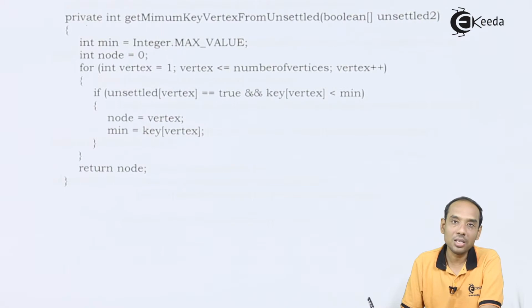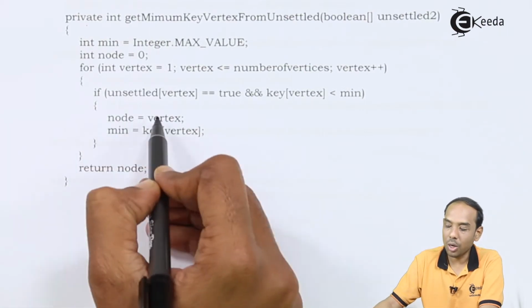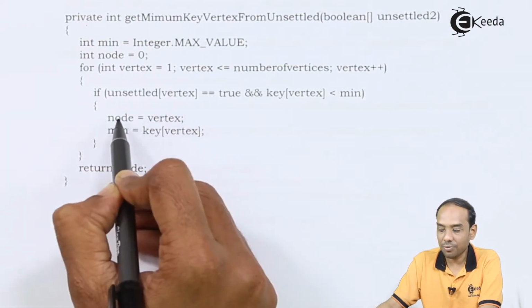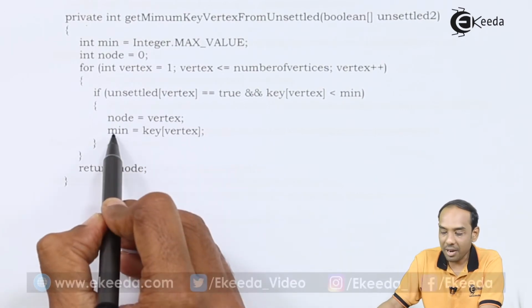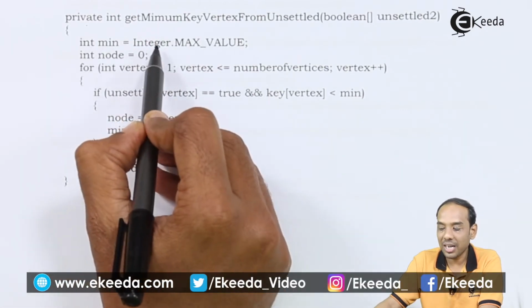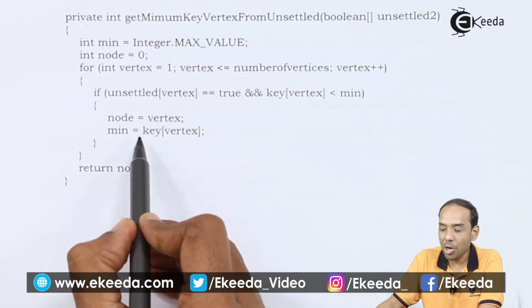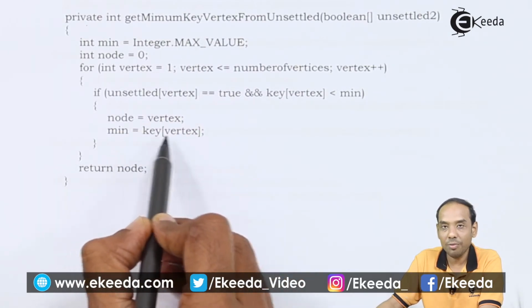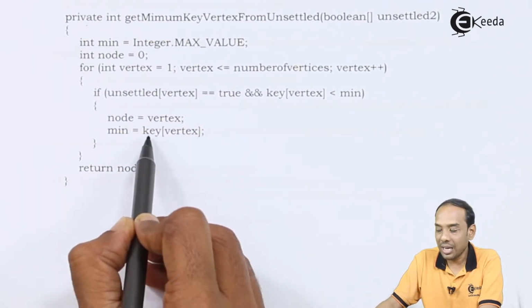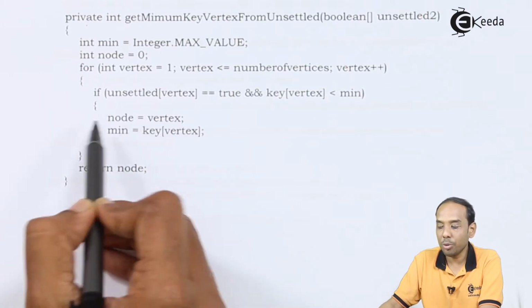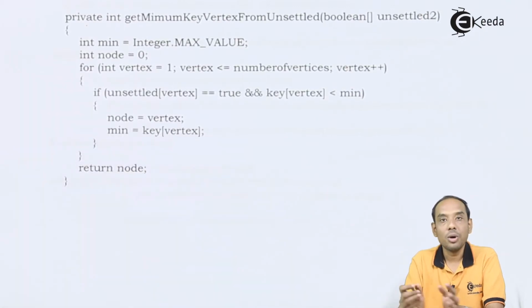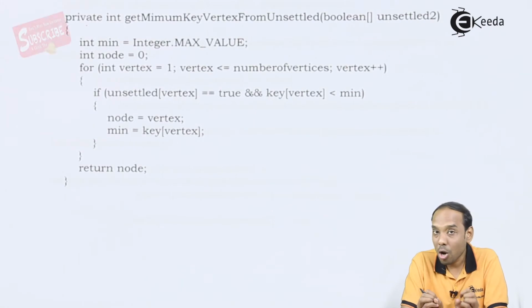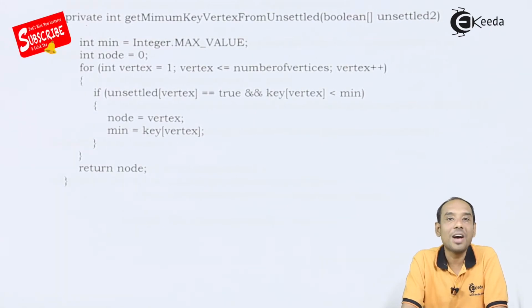We take the value of vertex and transfer it to the node, and then we calculate the min. We write down node equal to vertex. So the value of vertex is transferred to the node. Then we have the min variable value, which was previously Integer.MAX_VALUE. Now we are going to take the key array value with the index as vertex, key[vertex], and this value is going to be transferred to the variable min. Hence we have calculated the value of a particular node and tried to get the minimum value of the key vertex from the given unsettled node.